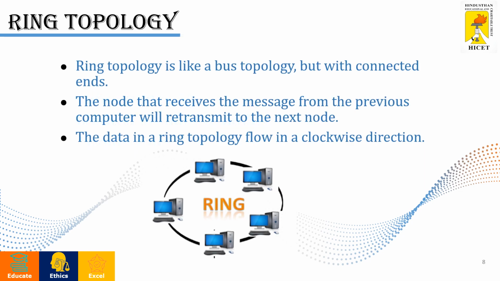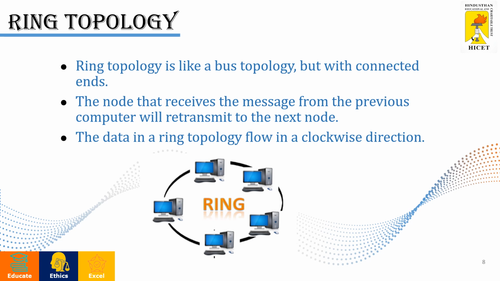And the next topology we are going to see is the ring topology. A ring network is a network topology in which each node connects to exactly two nodes, forming a single continuous pathway for signals through each node, which is called a ring. The data travels from one node to another, with each node along the way handling every packet. The ring topology is like a bus topology but with connected endpoints. The node that receives the message from the previous computer will retransmit it to the next node. The data flow in the ring topology is unidirectional. It means the data flows in only one direction.